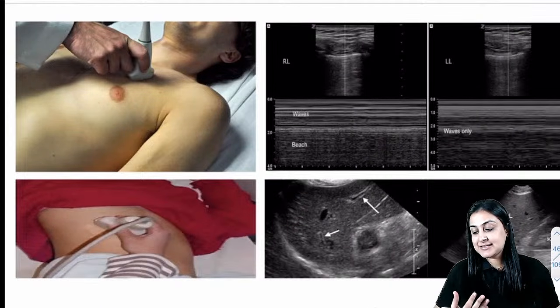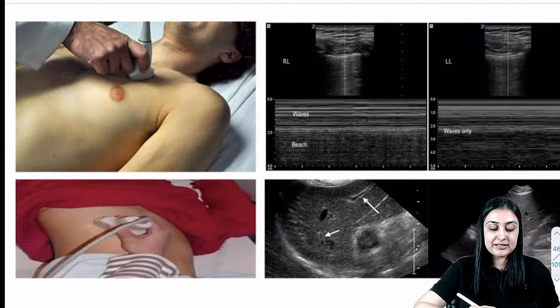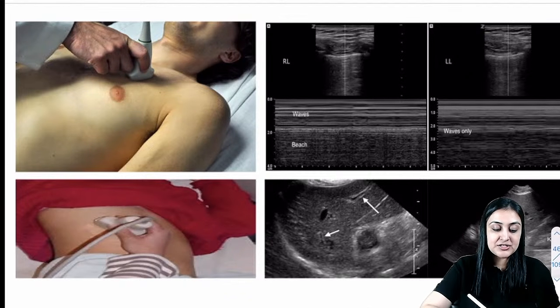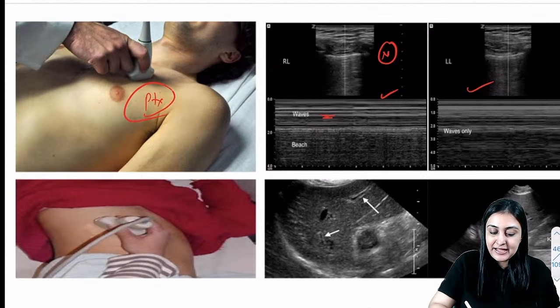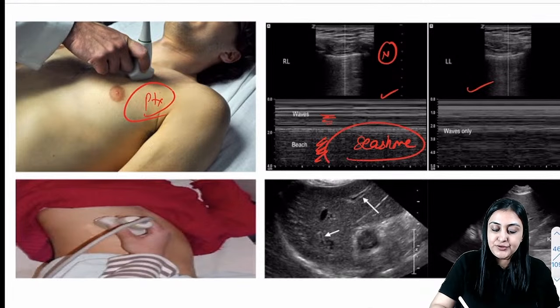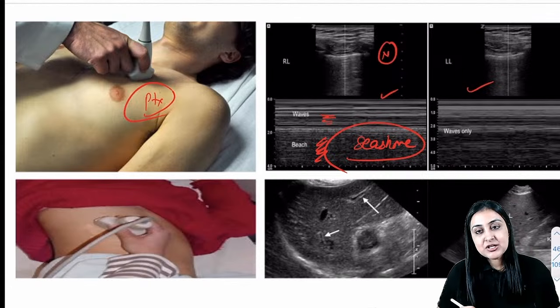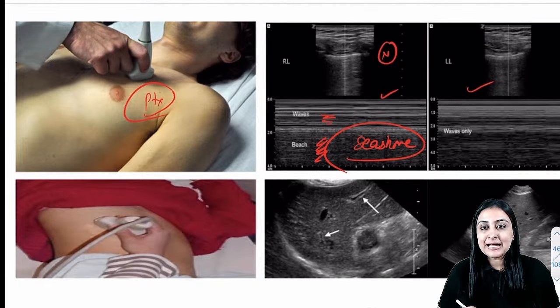Now going on to extended FAST. We have to look at the thorax. So when I look at intercostal space for pneumothorax, I will tell you these signs again. This is normal, where I see waves and I see beach. This is called seashore sign, which is a sign of normal lung. When do you go to the seashore, beach? In normal time or in COVID time? Normal time, right. So that is why seashore sign, sign of normal lung.